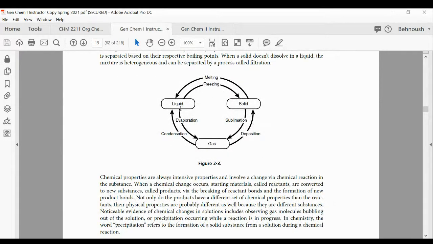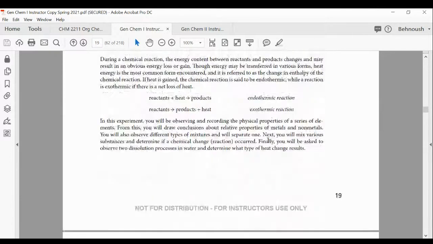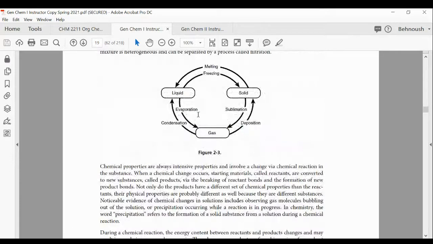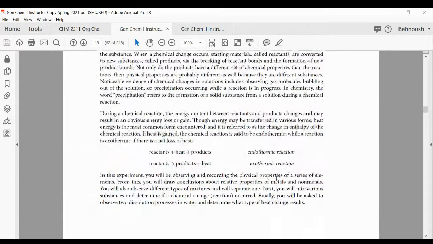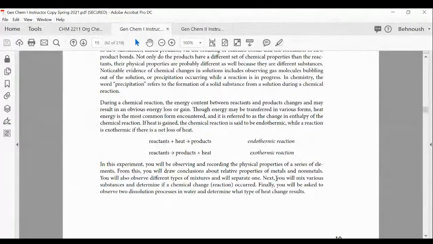Just note the definitions when it's going from one form, but is a change in state again, from solid to liquid to gas. These definitions help you for lecture, and help you for the lab, and know that change in state is just based on the amount of the heat that you apply.